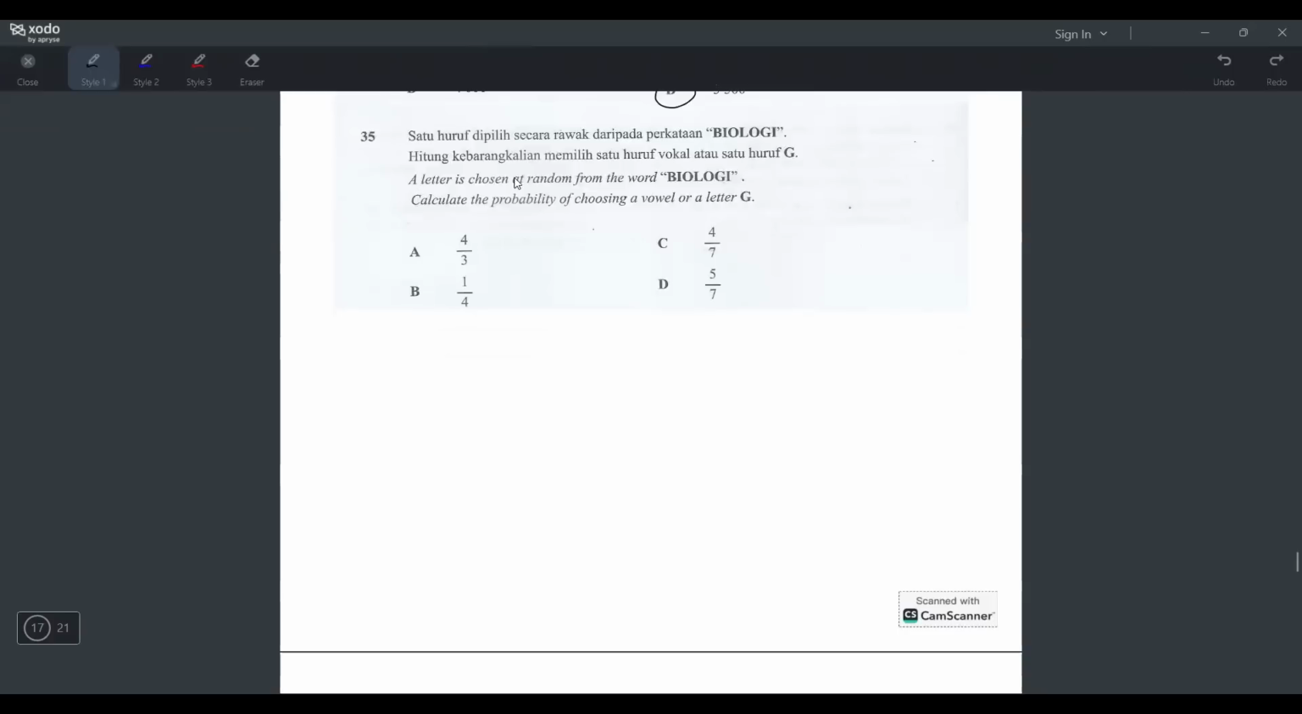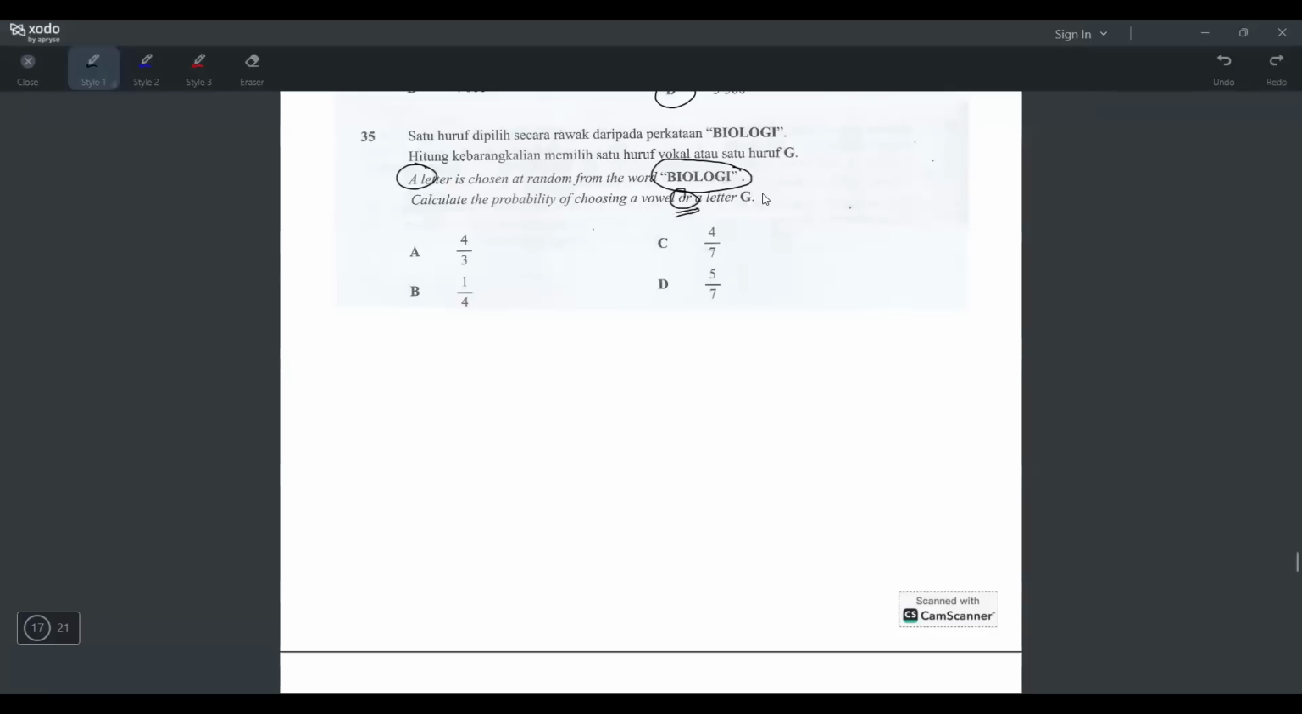Okay, 35. A letter is chosen at random from the word biology. So I only choose one letter. Calculate the probability of choosing a vowel or a letter G. Okay, you need to understand what's OR. OR means you get vowel atau G. Atau means what? It means it doesn't have to be vowel and G at the same time.